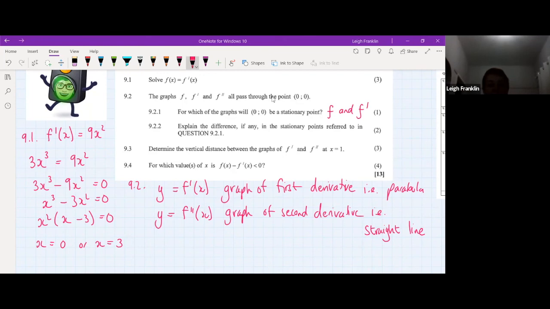Explain the difference, if any, in the stationary points referred to in question 9.2.1. Look how different these questions are. We've never seen anything like that in a final paper up until this point. And there it is. Explain the difference, if any, in the stationary points referred to. So how would the stationary points be different in f and f prime? Are they the same? Are they different?